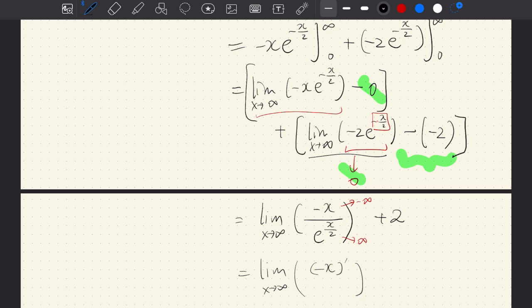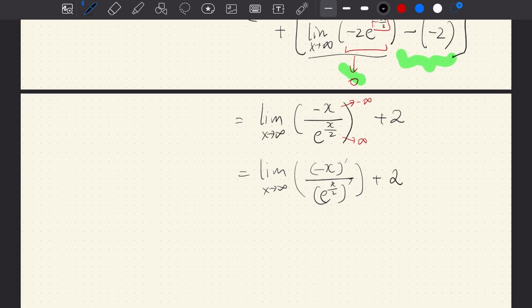negative x, you take the derivative, and e to the x over 2, you also take the derivative. Okay? So for the numerator, you're left with negative 1. For the denominator, you get e to the x over 2, and using the chain rule, you have a 1/2 in the front. Okay? Now you can use the plug-in method again.